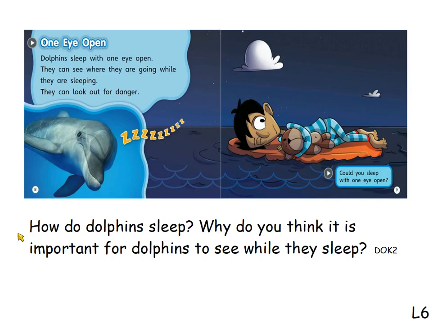To answer my questions, I would go back to the text. Let's reread page 8 together again. One eye open. Dolphins sleep with one eye open. They can see where they are going while they are sleeping. They can look out for danger.